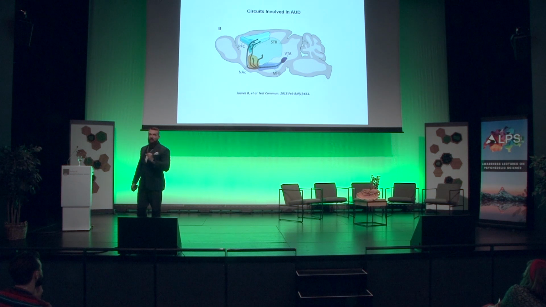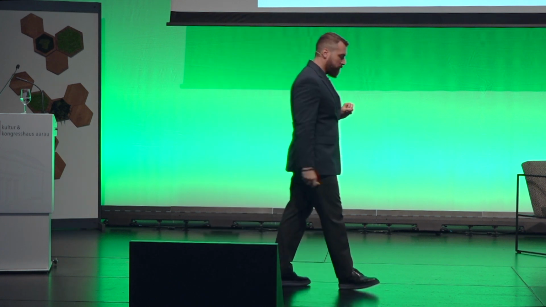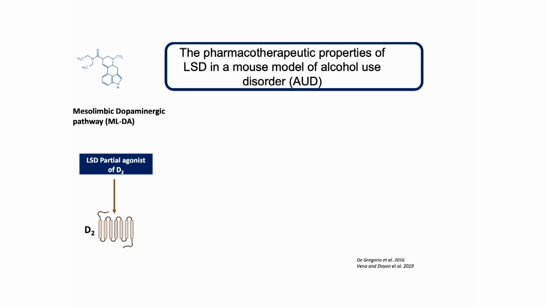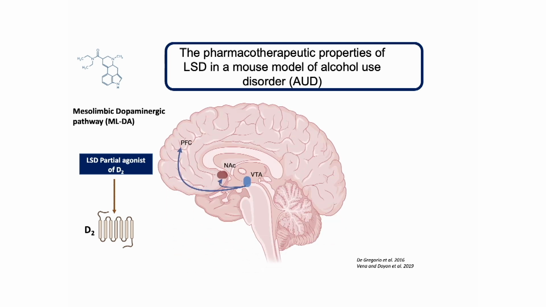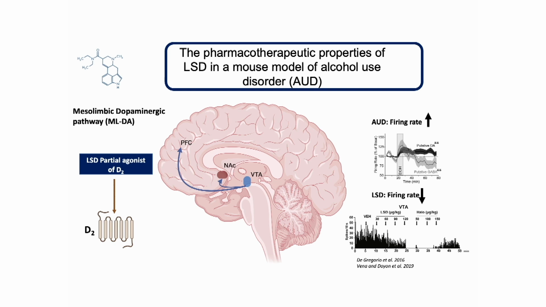And again, in this case, we started from clinical data. We started to see that different meta-analyses highlighted the potential use of psychedelics, particularly LSD, to treat alcohol use disorder. So we were looking at the mechanism of action, and we started to outline a potential study. We do know that LSD works not only as a 5-HT2A agonist, not only as a 5-HT1A agonist, and not only indirectly activates the AMPA receptor, but LSD works also as a partial agonist of the dopaminergic D2 receptor.